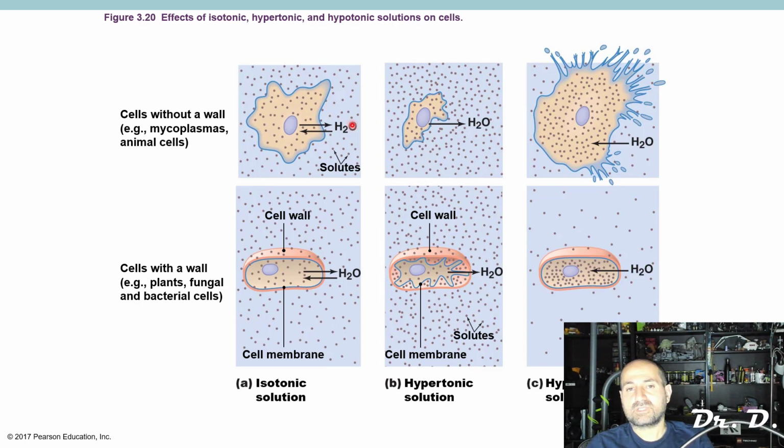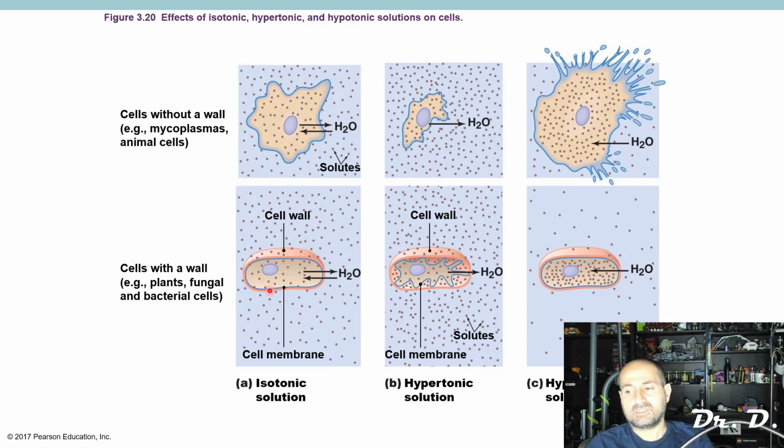Does that make sense? Because remember, in these problems, what's moving across the membrane? The water. All of these are tonicity problems. All of these are osmosis problems. So an isotonic solution, does the cell gain water? No. Does the cell lose water? No. Does the cell remain unchanged? Yes.